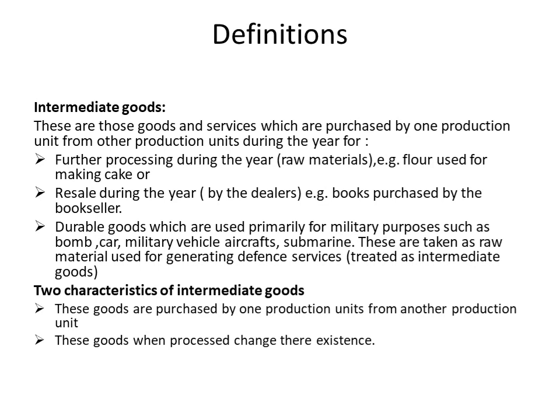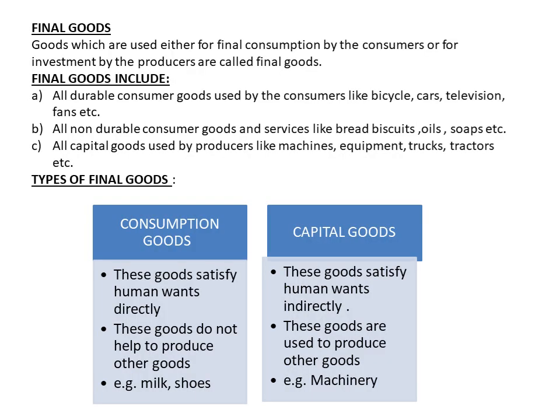Next, there are two characteristics of intermediate goods: they are purchased by one production unit from another production unit, and these goods are processed and change their existence. Example: the flour is purchased by the bakery shop, and the existence of the flour is changed into a cake. Next, we will see the final goods.